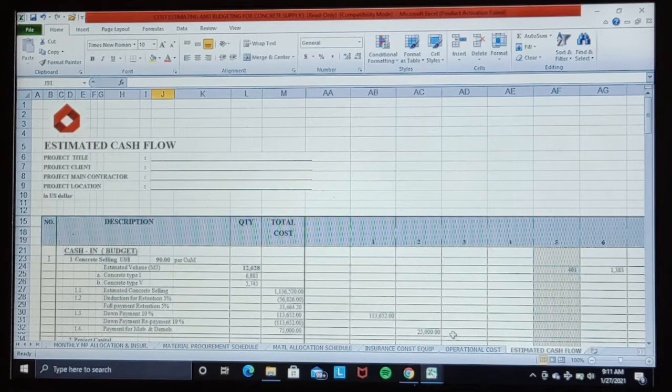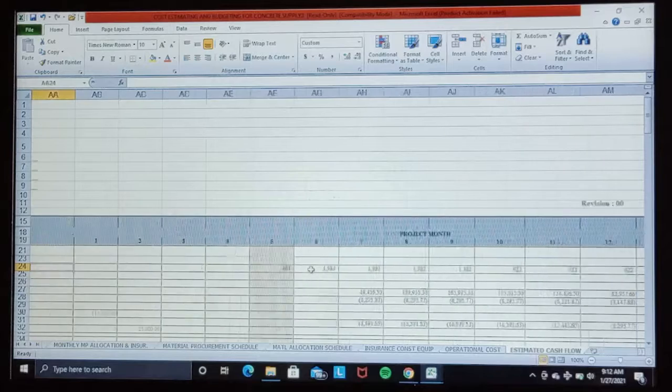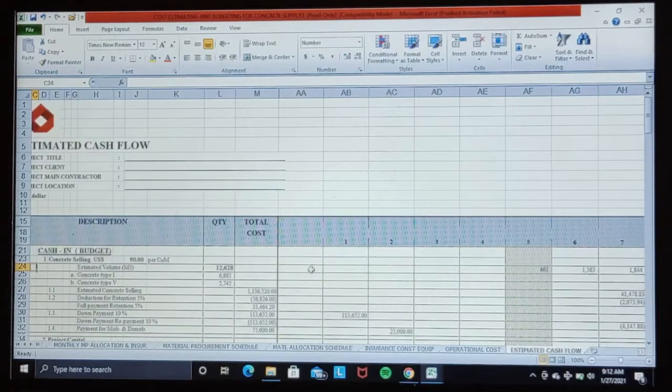Okay, suppose in this case we have the concrete volume of 12,828 cubic meter. Okay, you could see here with detail 6,883 cubic meter for type 1 is one, and 5,745 cubic meter for type 2 is one, for a 15 month project schedule. Okay, let me check them one by one.